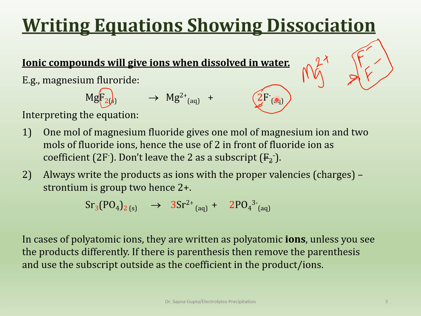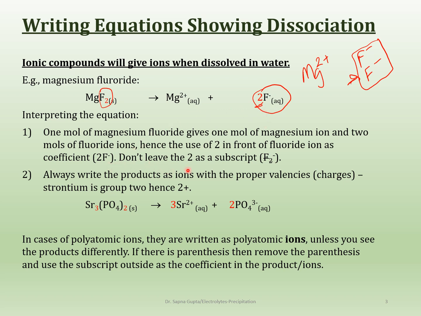Again, the only reason I'm mentioning this is because you're going to need this in future when you do calculations and whatnot. So you're getting 1 mole of magnesium ion and 2 moles of fluoride. So you have a total of 3 ions now.